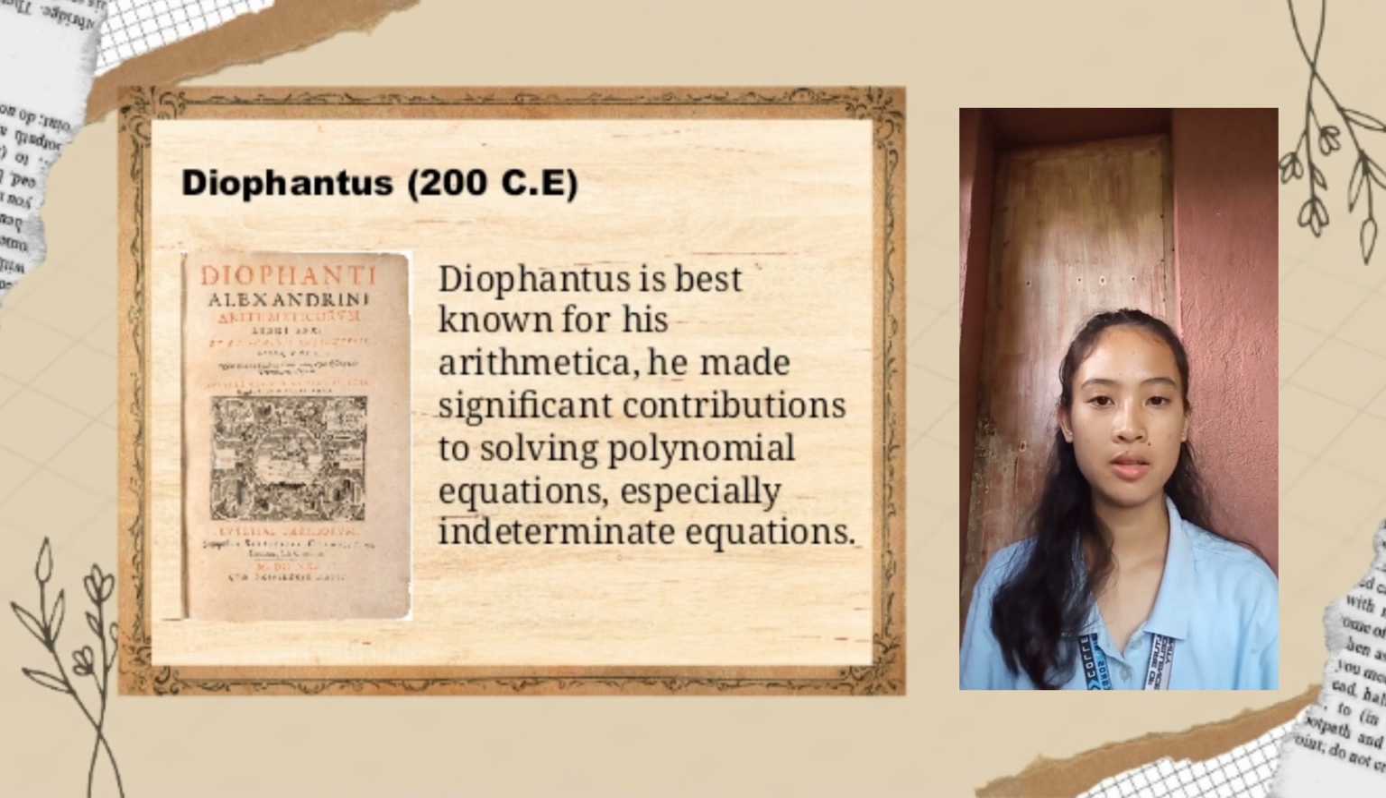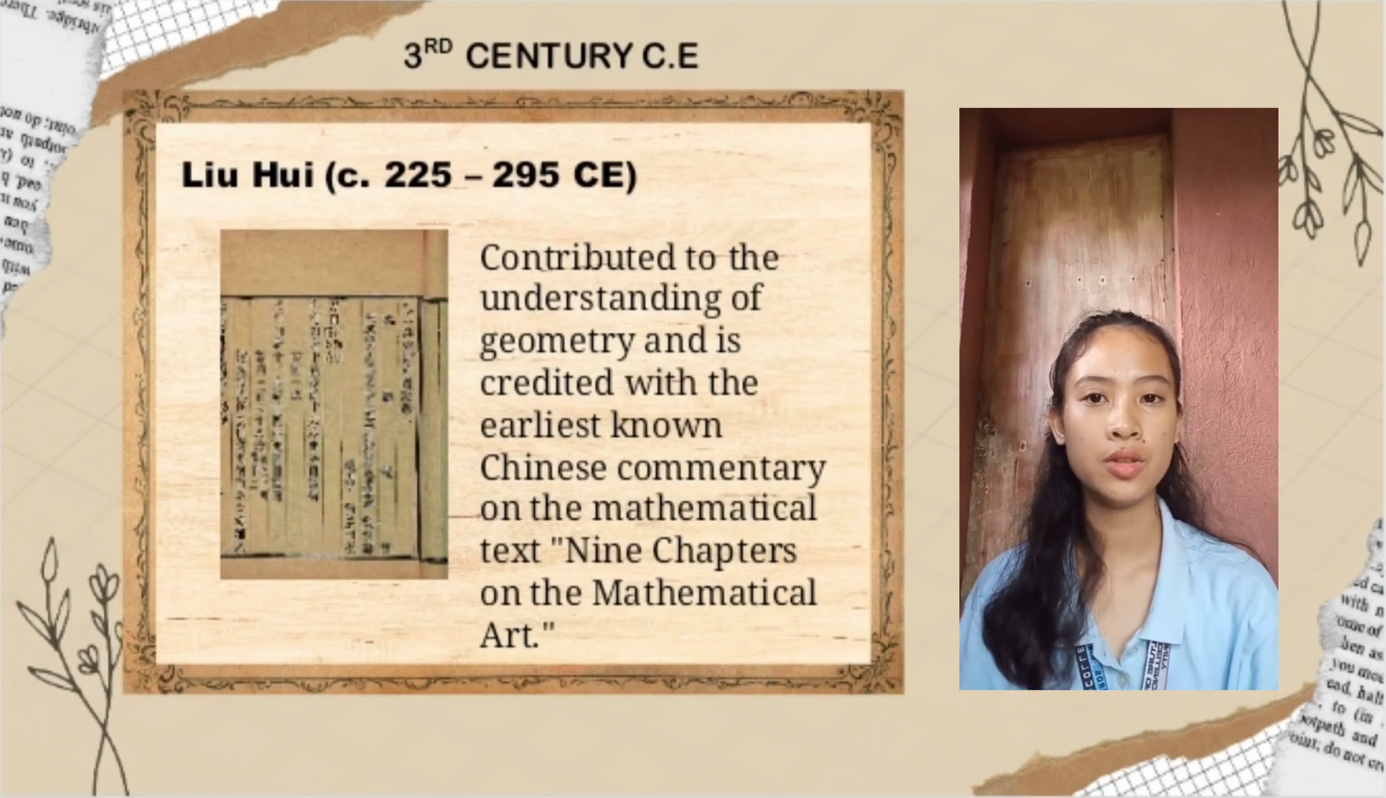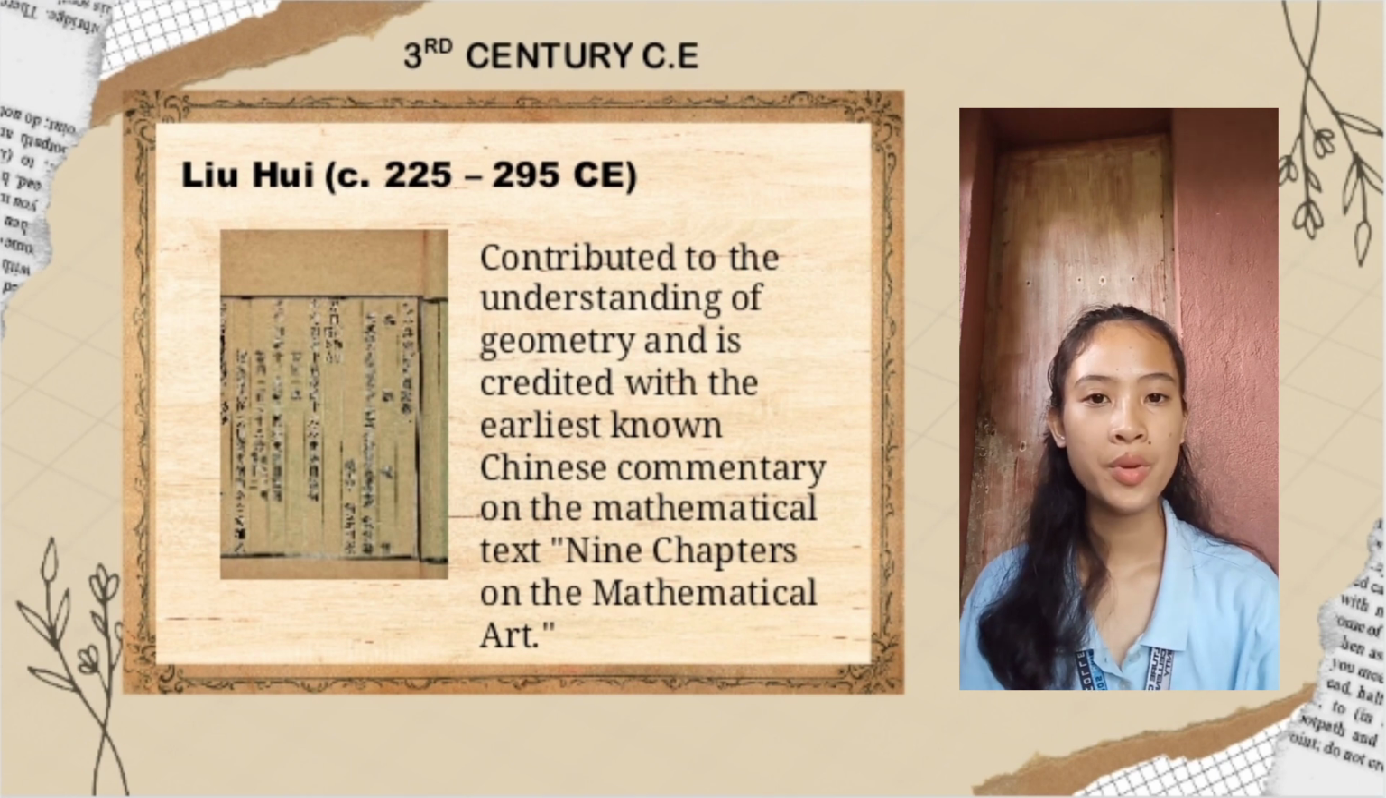He made significant contributions in 200 BCE in solving polynomial equations, especially indeterminate equations. In Chinese mathematician civilization in the 3rd century Common Era, Liu Hui contributed to the understanding of geometry and is credited with the earliest known Chinese commentary on the mathematical text, Nine Chapters on the Mathematical Art.